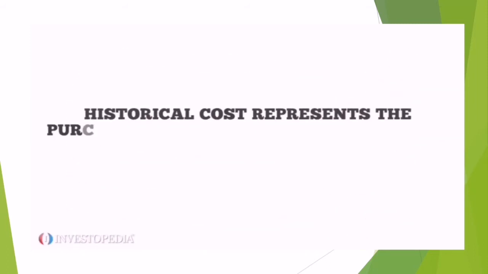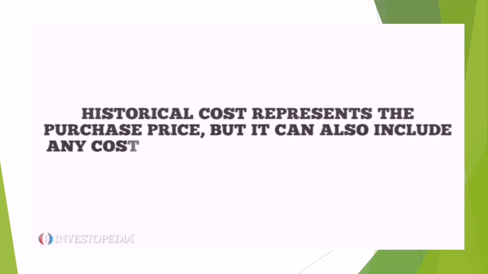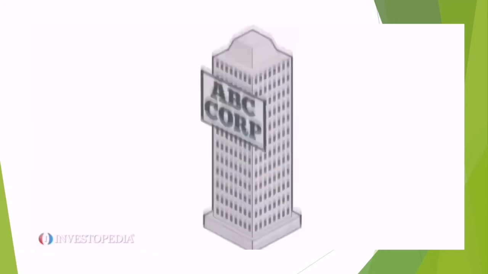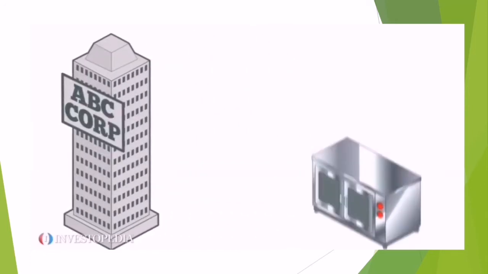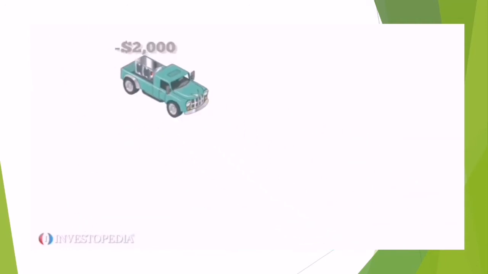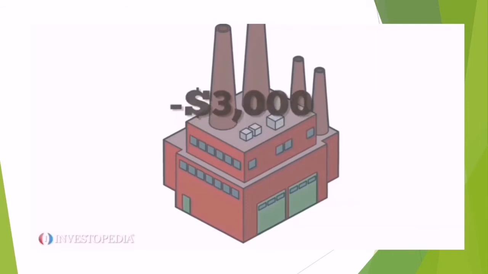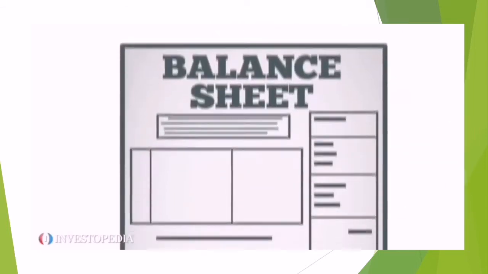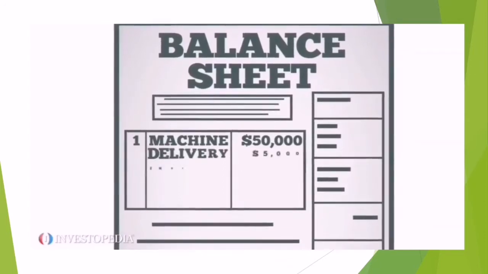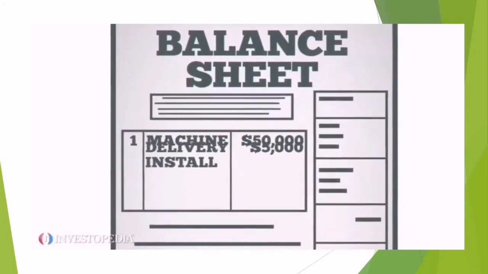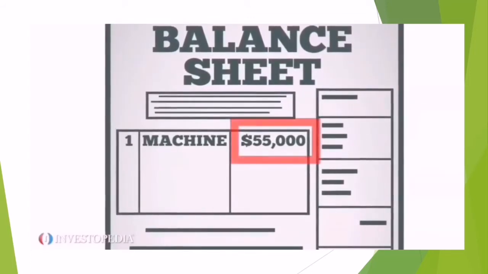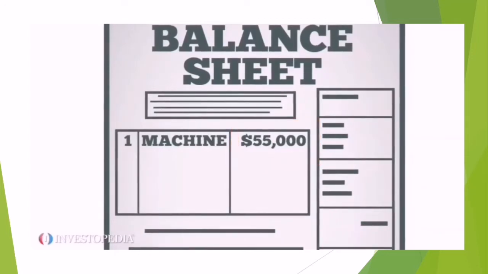Historical cost represents the purchase price, but it can also include any costs incurred to make the asset part of the company's operating assets. Assume ABC Corp. purchased a machine for $50,000. ABC also paid an additional $2,000 for delivery and $3,000 for installation. So in addition to the $50,000 purchase price, the historical cost of the machine includes $5,000 for delivery and installation for a total of $55,000. This will be the number used by the company for depreciation calculations.